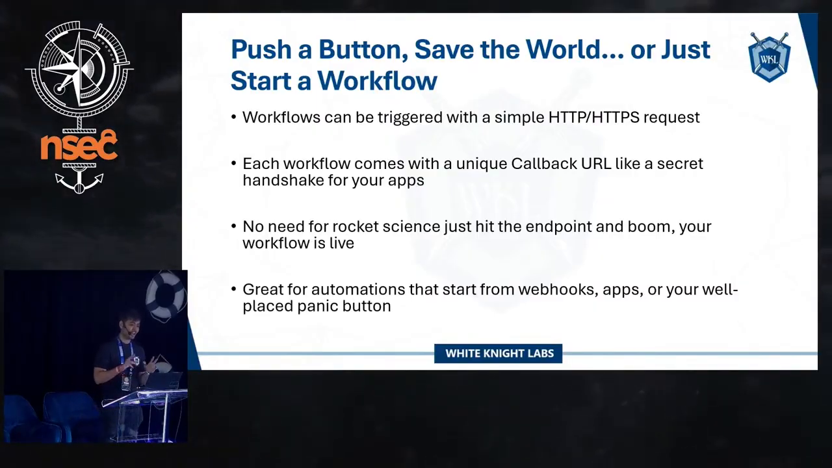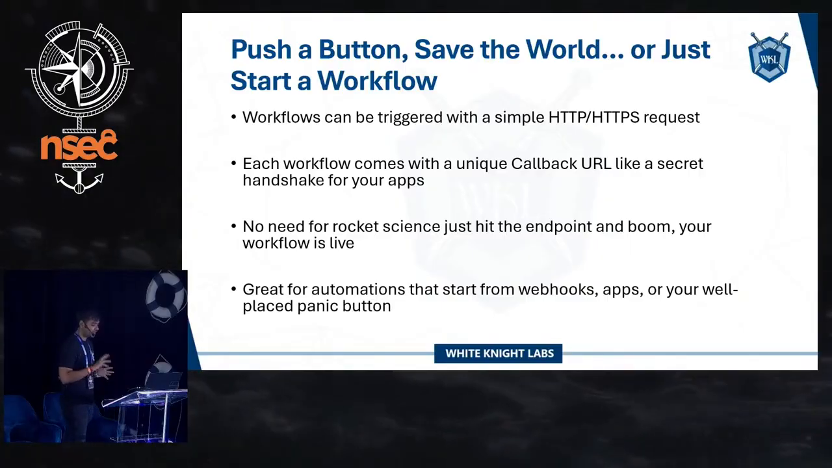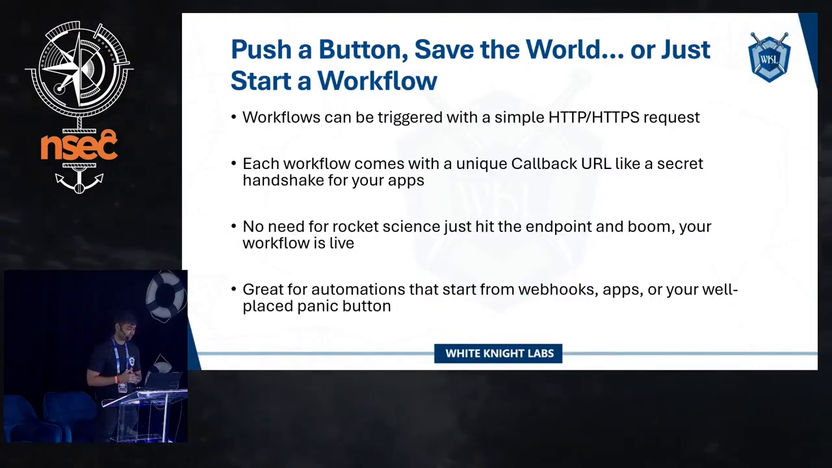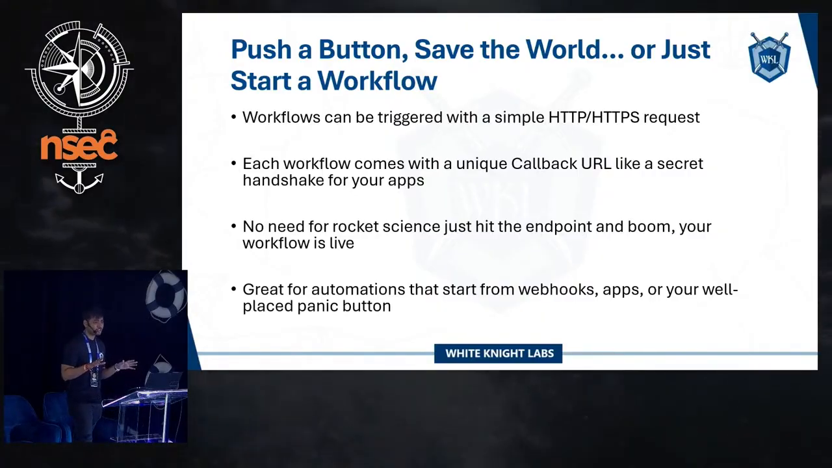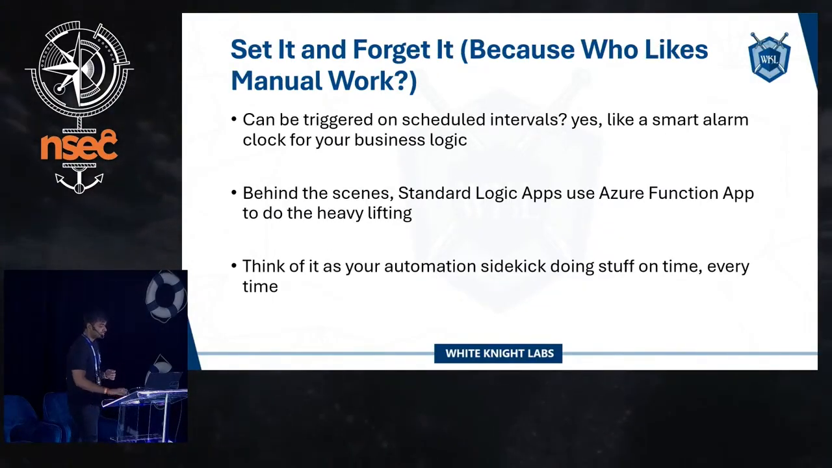In a workflow, you get an HTTP URL, which can be used to run those workflows. Each workflow comes with a unique URL, which is not accessible from the JSON view of the workflows. But yes, there are certain permissions required to access those URLs. So there is no rocket science to execute those webhooks. You just need a webhook, a POST request, and some data. That's it. Just hit it and save the world. It's great for your automations, or maybe a place where you can start your panic button. Set it and forget it.